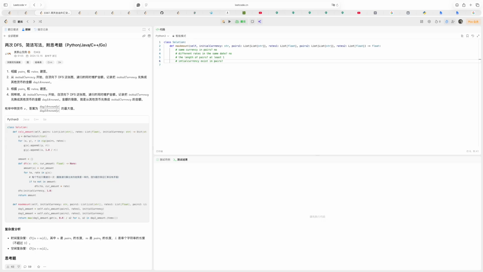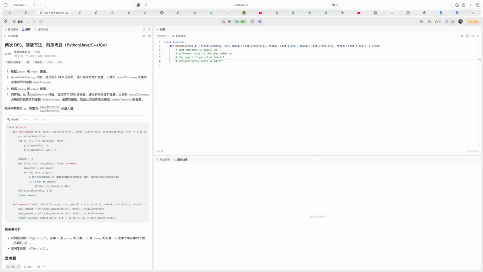Okay, it says create the adjacency list with pairs 1. So day 1 you will create one adjacency list, and then keep track of the amount of initial currency changing to other currency in day 1.